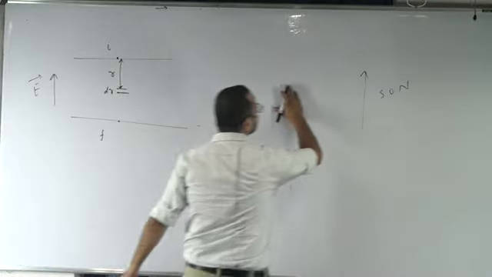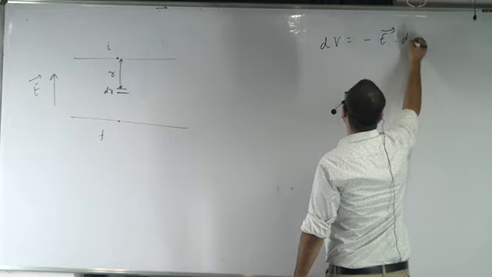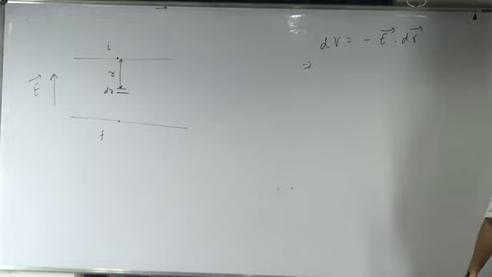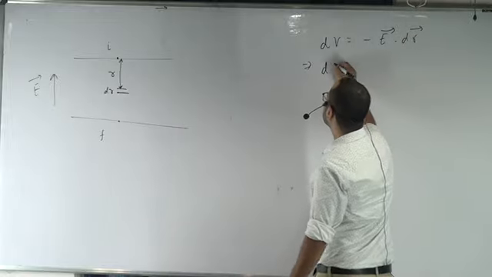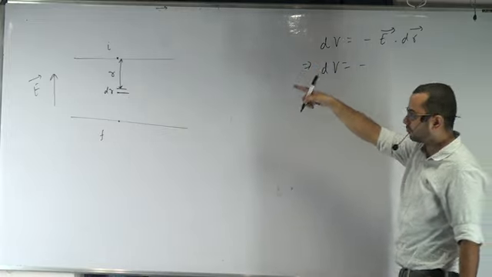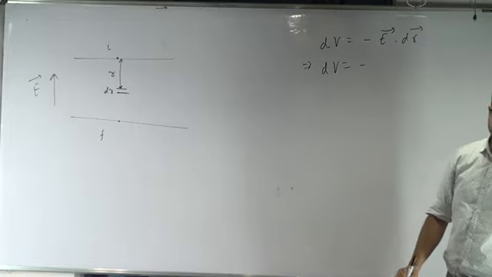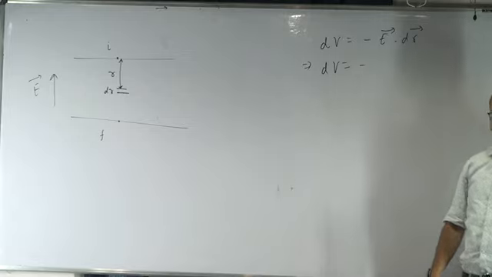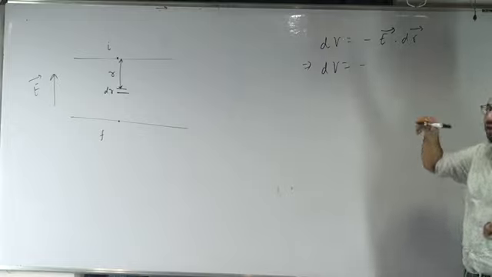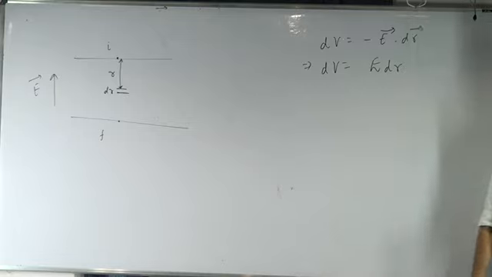So what am I going to do? dV is equal to minus E dot dr. E is upwards, dr is downwards. So what will be the dot product? E is up, dr is down, so this dot product will become minus E dr. That means dV will become E dr. Is that correct?